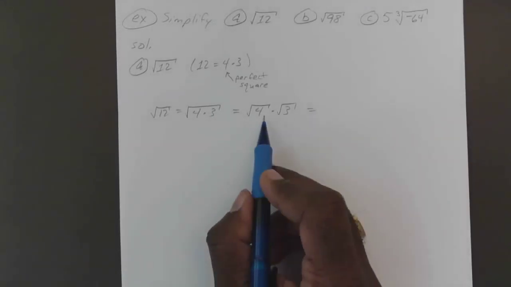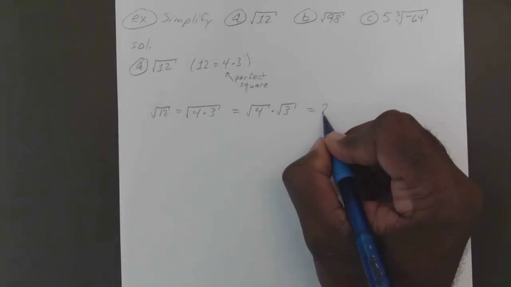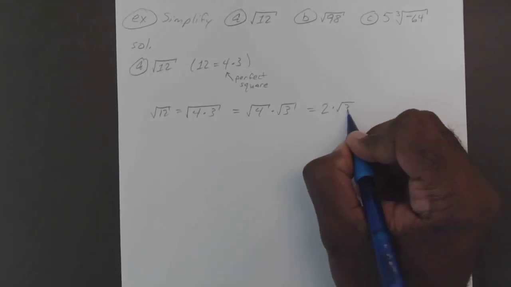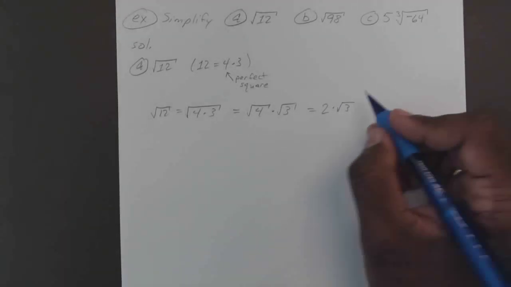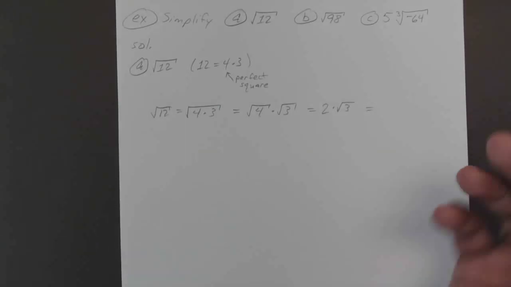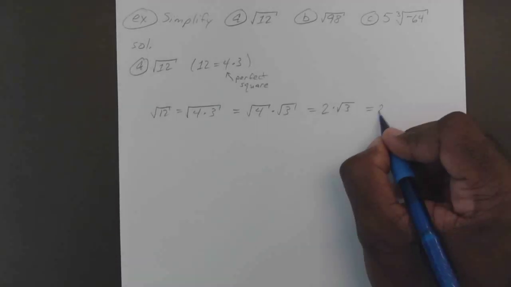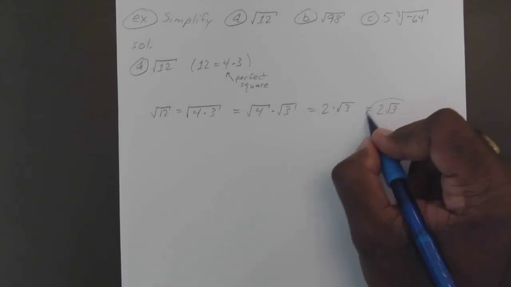Okay, so we know square root of 4 is equal to 2 times square root of 3, which you can't really simplify the square root of 3 anymore. So it's just 2 square root of 3.